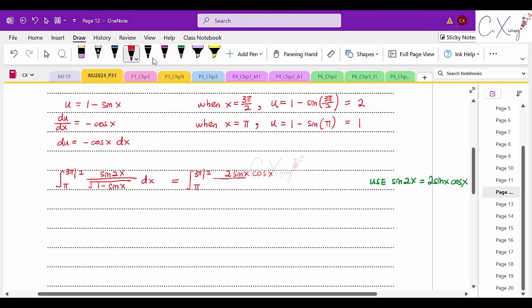So I'm having 2 sine x cos x divided by square root 1 minus sine x. Sorry, wait, I can't really draw nicely.